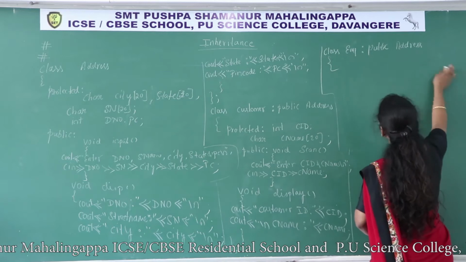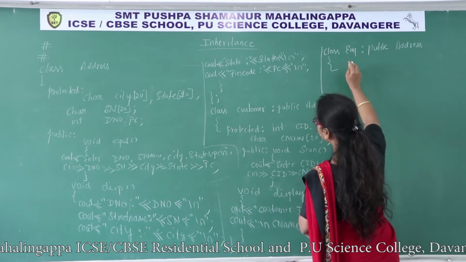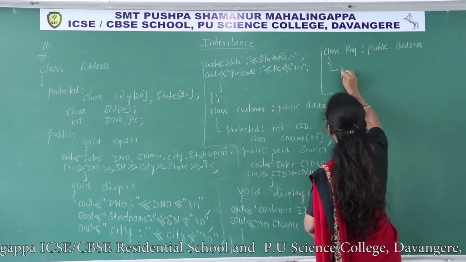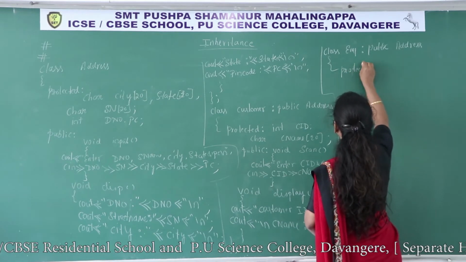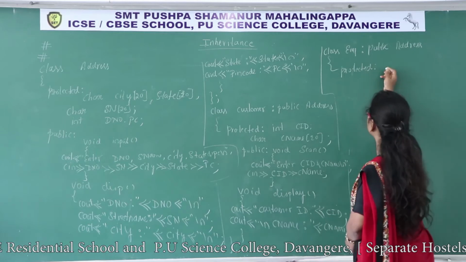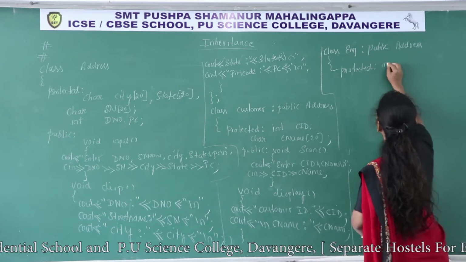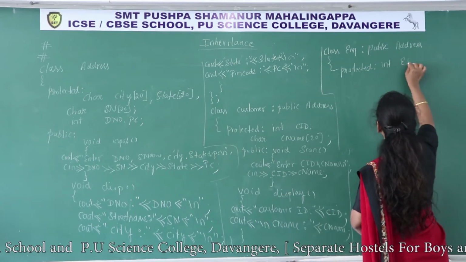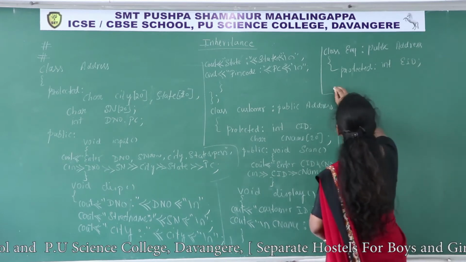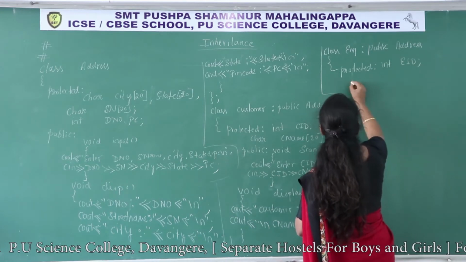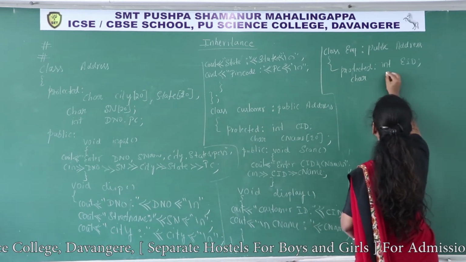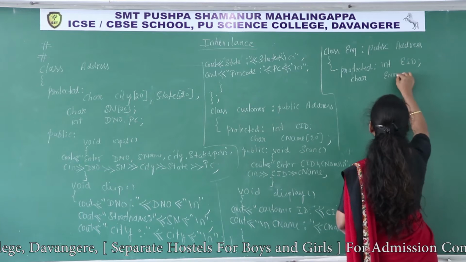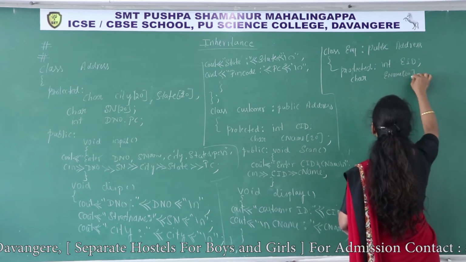No full stop there. Here, what are the data members of this class? Employee ID and employee name. I'll take protected members. int EID and employee name, char ename of 20.